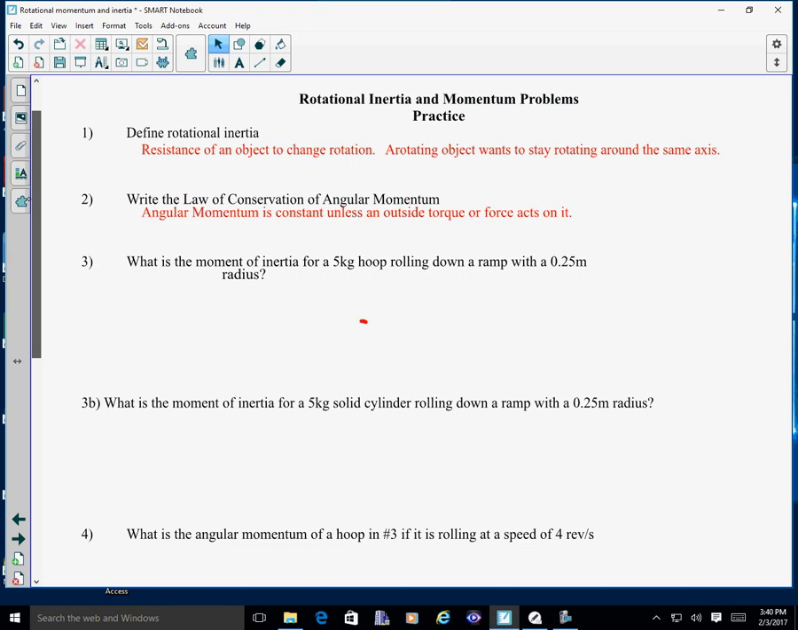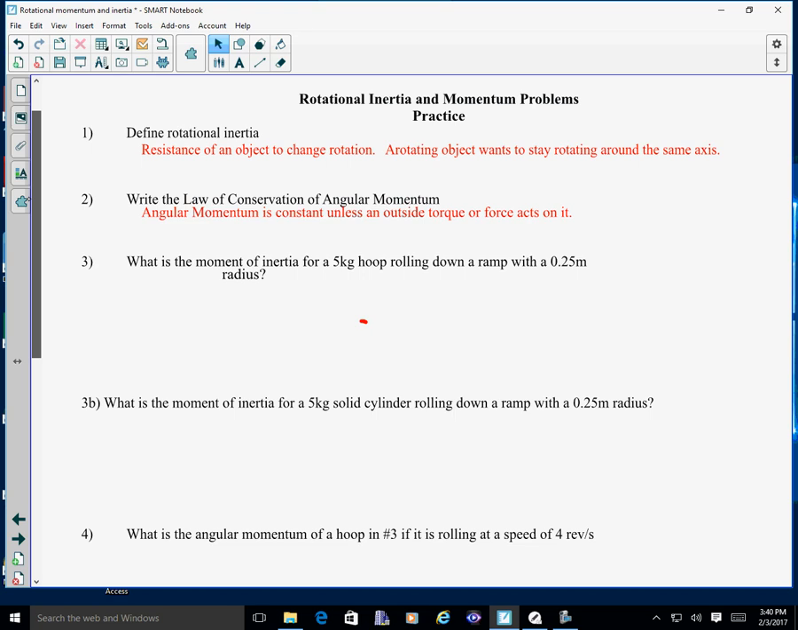The law of conservation of angular momentum is very much like the old one that we use. Remember, momentum cannot be created or destroyed. It's always constant unless an outside force acts on it. Well, now angular momentum is constant unless an outside torque or force acts on it.